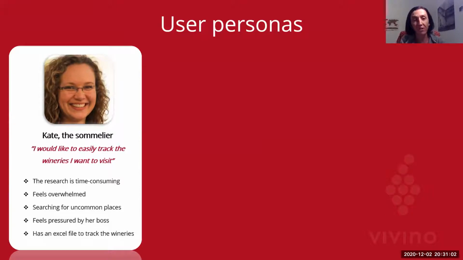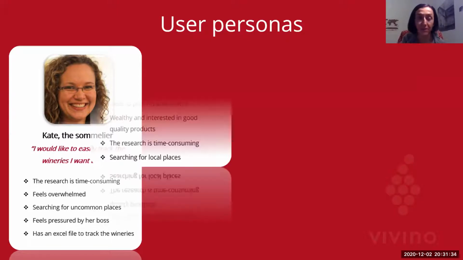So first is the professional, Kate, she's the sommelier. She knows the market very well, but because of knowing how many wines exist, how many wineries exist, she's sort of overwhelmed with the amount of information. She's pressured by her boss to look for maybe uncommon wines so that they can introduce them to the menu in the restaurant. So she actually goes to visit different places, and she has to create her own tool or her own Excel to sort of track these places to visit.